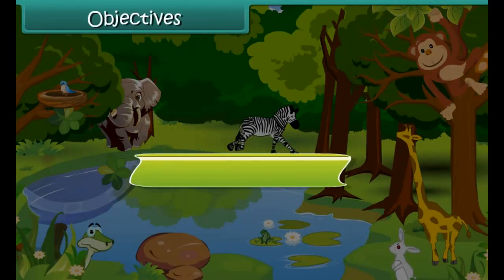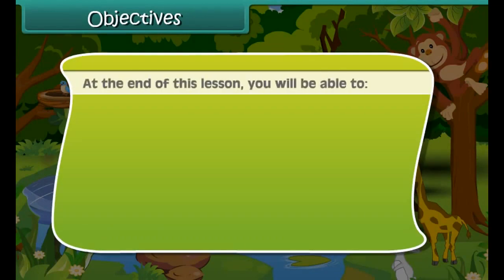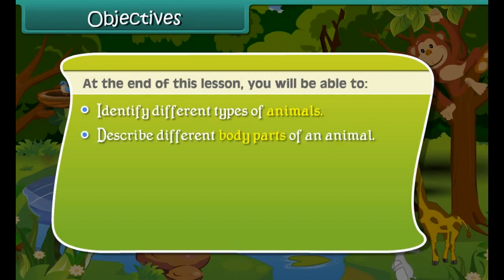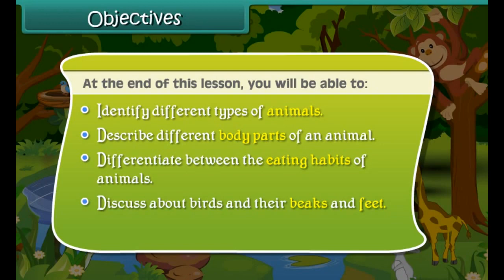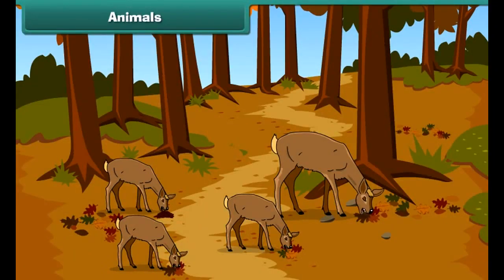Objectives. At the end of this lesson, you will be able to identify different types of animals, describe different body parts of an animal, differentiate between the eating habits of animals, discuss about birds, their beaks, and their feet. Define the food chain. Friends, as we all know that animals are living organisms.